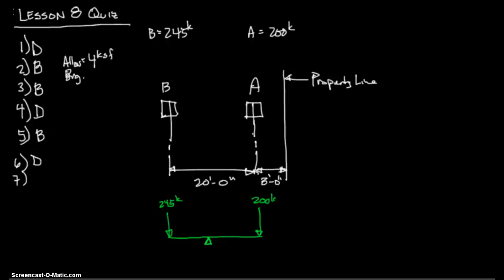Alright, welcome back to the Lesson 8 quiz. When we left off, we were trying to figure out where the resultant is, where this is equidistant, if that makes any sense. I tried to explain it by saying, just pretend it's a teeter-totter. At what distance is the fulcrum? That needs to be the center line of your footing. So anyways, let's continue.